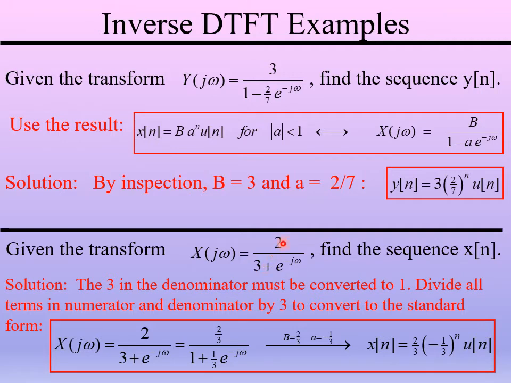Well, we divide everything, top and bottom, by 3. When we divide the top and bottom by 3, on the top we get 2/3, and on the bottom this 3 becomes a 1, which is what we needed. But remember, we also have to divide this term by 3, so we get a 1/3 out in front of that. Now we can compare this expression with the result up here, and we see that b is 2/3 and a is negative 1/3. Therefore, our sequence x of n must be 2/3 times negative 1/3 raised to the n times the step function u of n.